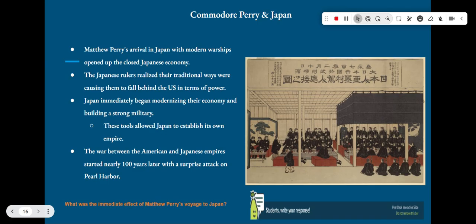And as we said, anytime a country is practicing imperialism, eventually they will come into conflict with another country practicing imperialism. That happens 100 years after Commodore Perry goes to Japan. And the war between the American and Japanese empires will start on December 7th, 1941, when the Japanese launch a surprise attack on Pearl Harbor, starting World War II.